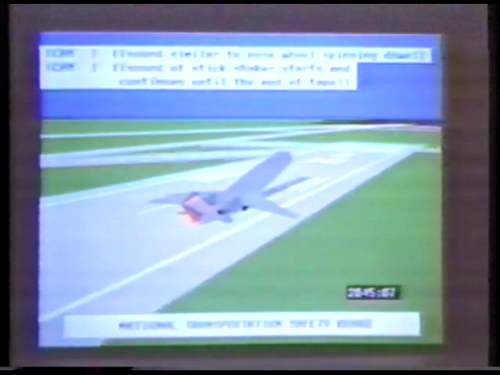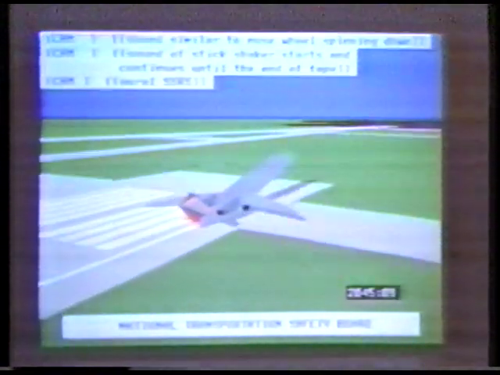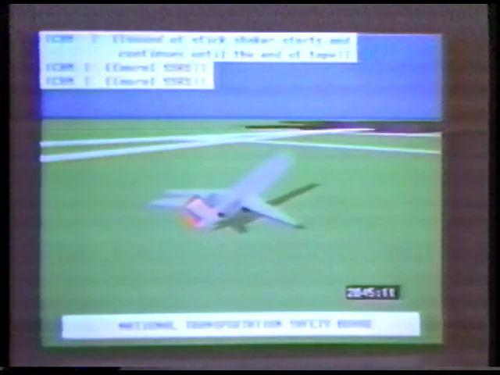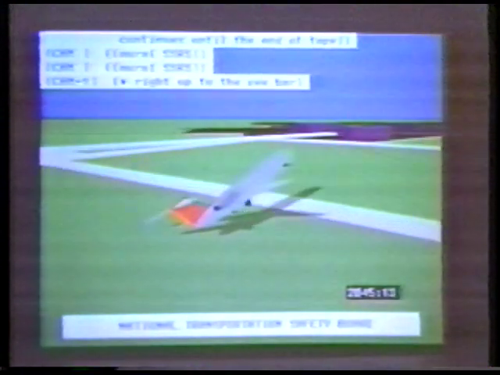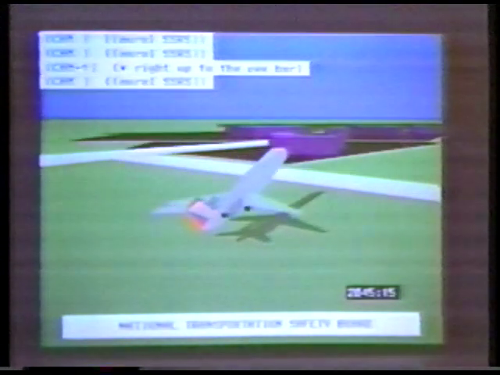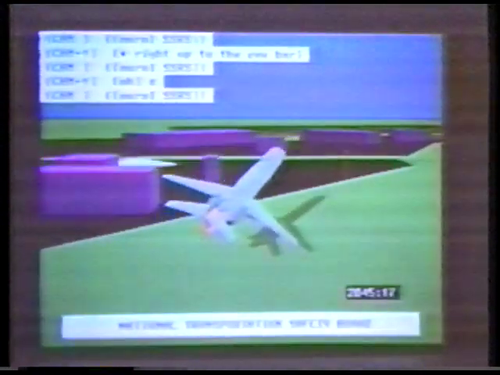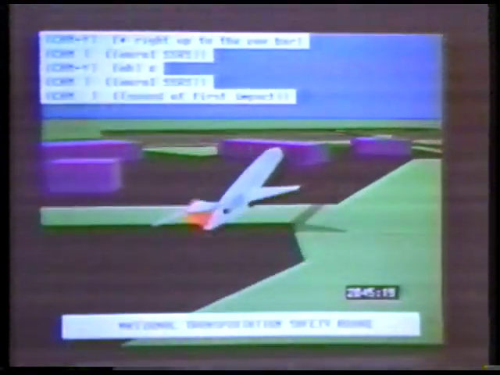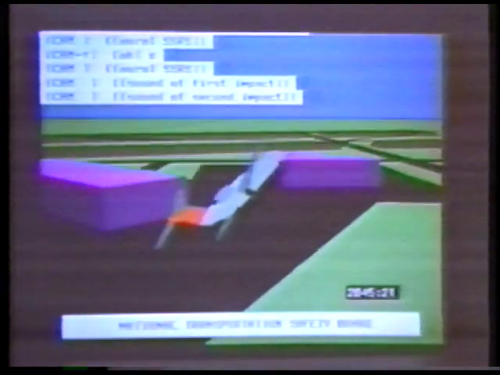This eerie animation simulates the last moments of Northwest Flight 255 before its disastrous crash in Detroit in 1982. The animation is based on data from the plane's flight recorder and eyewitness accounts.